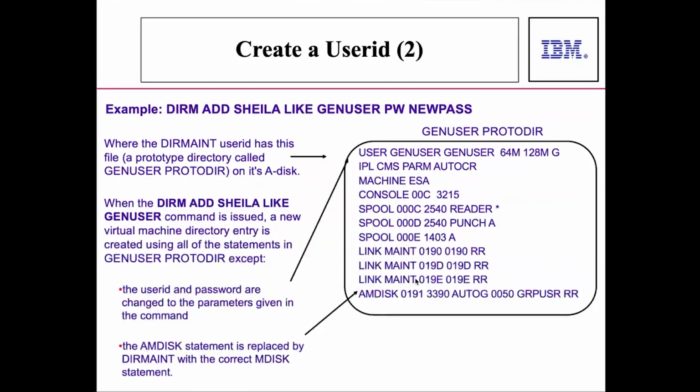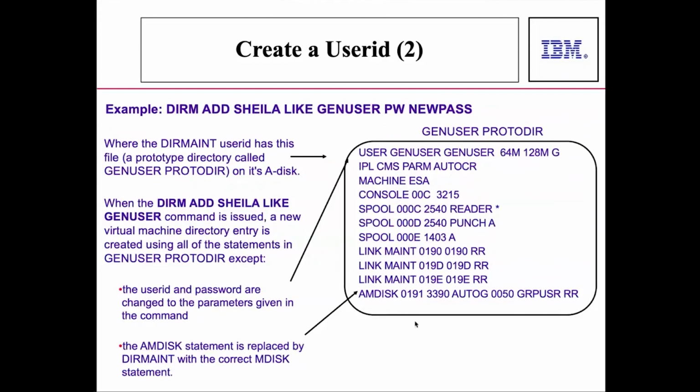Here's how we use this prototype directory. So I have this file called general user protodir that I've put on one of DirMaint's disks. It's on his A disk. And you notice it says user, gen user, gen user. This stuff is ignored, the user ID and password. The rest of this is used.